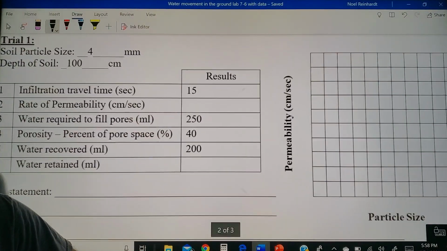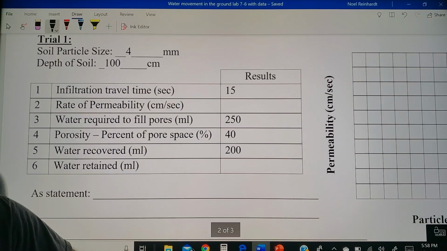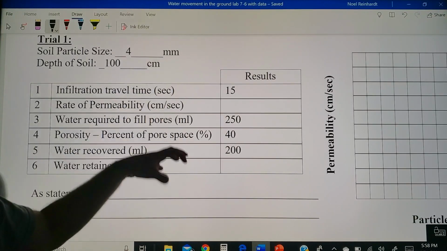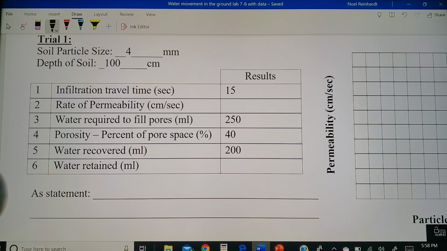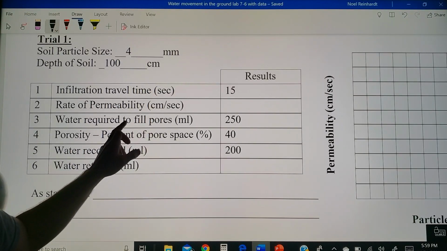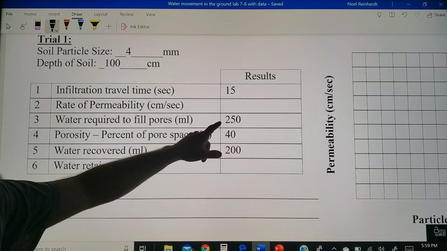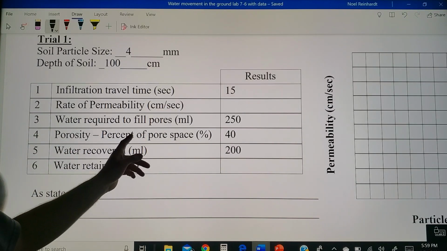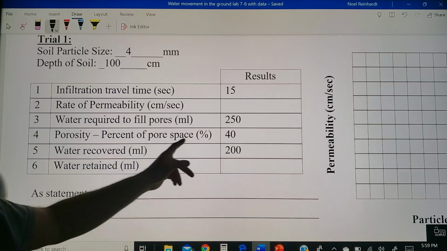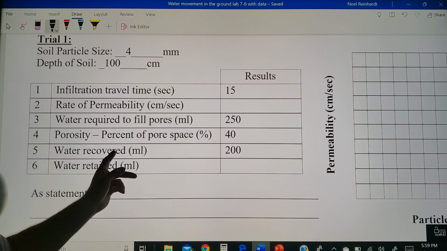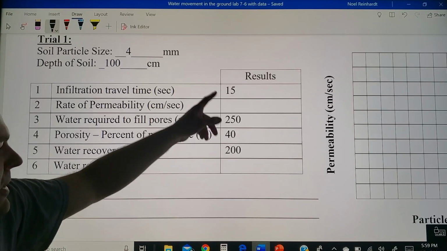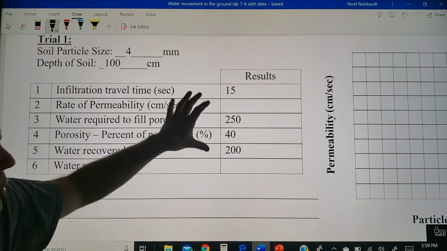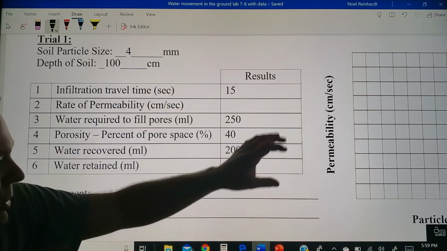So here we are at our first data chart. I had filled in the size for you, and the depth of the soil. That was how far down the water was going to infiltrate. The amount of water required to fill the pore spaces, we would have put a total of 250 milliliters in there. The calculated porosity, the pore space, is 40%. We recovered 200. So let's fill in the rest of the blanks here, and then we'll do all the blanks on the data charts, and then we'll talk about the graphs.